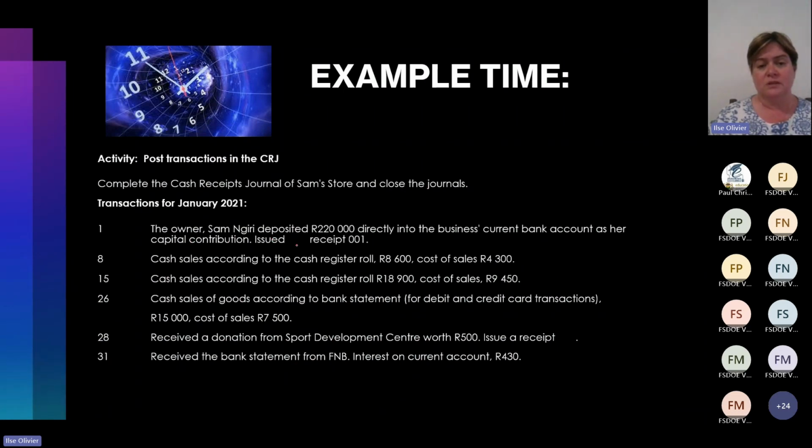The owner deposited. Remember, before I read this further, you must always look through the eyes of the business. It doesn't matter what the owner did. What matters is what happened to the business. So for instance, the owner, Sam and Giddy, deposited 220,000 Rand directly into the business's current bank account. So what did the business do? The business received the money. Right, second transaction.